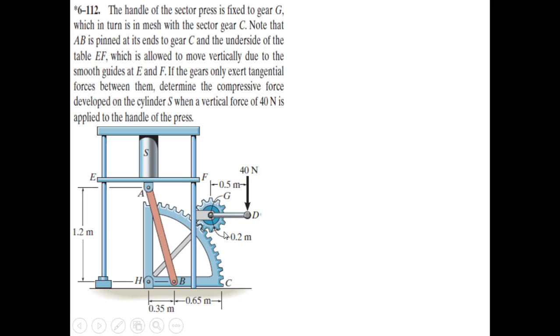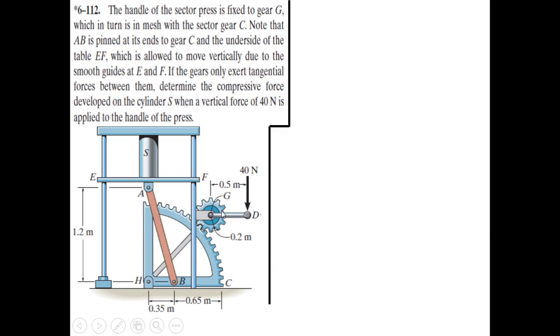And so we have to think about where we are going to start our analysis, because we can clearly see that we have no known force or known load acting on this machine except this 40 Newton force here applied at point D. So since this is the only known force here, we should start our analysis from this part, that is the small gear G.